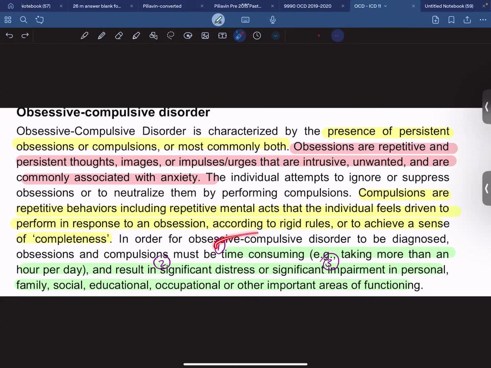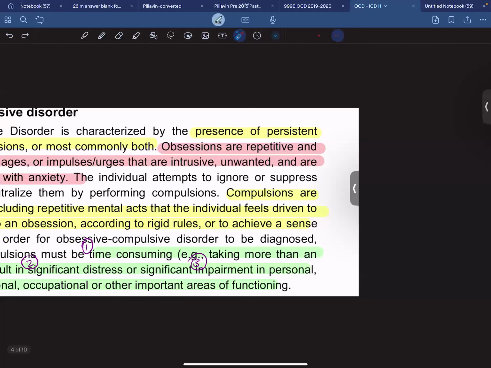So number one, it consumes a lot of time. Number two, it causes a significant amount of distress, or it could have a significant negative impact on your personal life, your family relationships, your social activities and relationships, your educational attainment, your occupational performance, or for that matter, any other important area of functioning. I hope this has been clear.